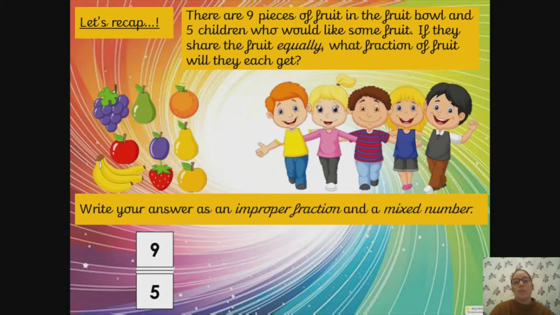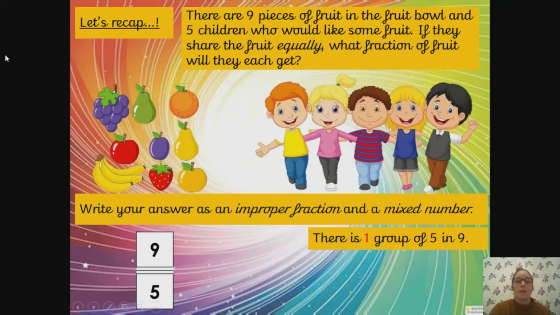So hopefully your improper fraction would be 9/5 because you've got 9 pieces of fruit. So they're the things that you're dividing equally. And you've got 5 parts which your whole has been divided into. Okay, so you've got 5 children that all would like a piece of fruit, but you've got 9 pieces to share. Okay, so we know that there is one group of 5 in 9.